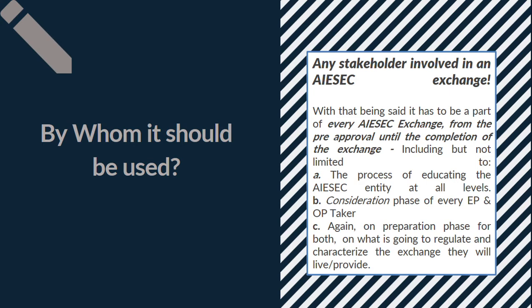Mainly it consists of, firstly, the process of educating the ISAC entity at all levels. MCs and LCs need to be educated and aware of the XPP during their membership period. Then the consideration phase for every EP and OP taker: before they get approved, before the contract signing, they need to be introduced to the XPP and have the obligations of their experience explained. And again, after consideration, when we move on to the preparation stage, both EPs and OPs need to be debriefed on what the XPP is, what their rights are for the period of their exchange, what is provided, and so on.